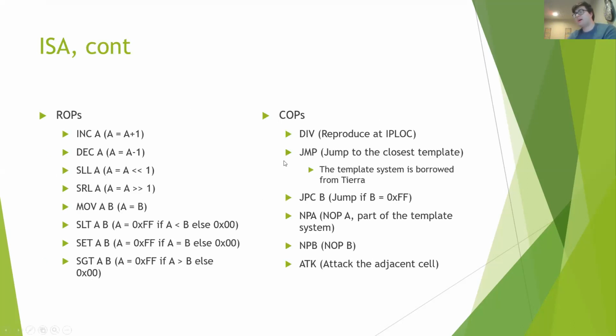So here are the ROPs and the COPs. ROPs change the state of the cell. A is the first argument. And these are pretty standard. You've got increment A, decrement A, and shift left logical, which, if you don't know, takes an 8-bit value in A, moves all the bits to the left, and places a 0 at the end. Shift right logical is the exact same, except it puts a 0 at the beginning.